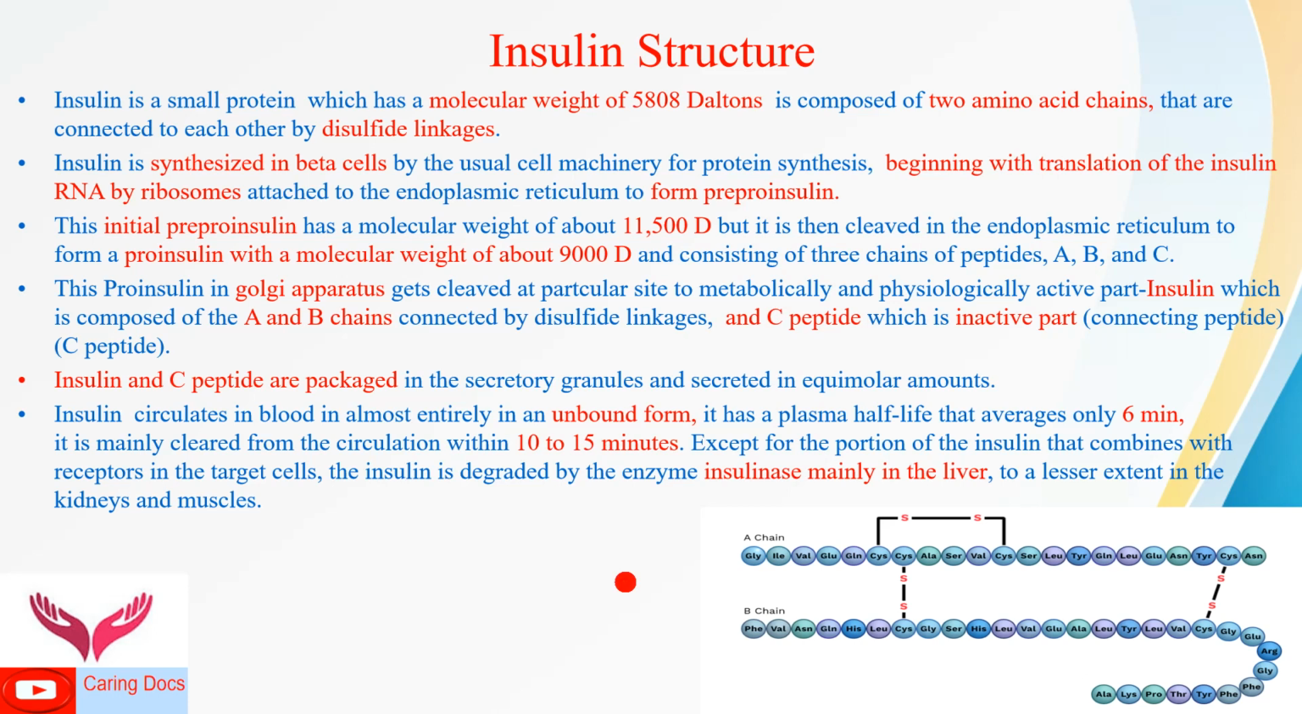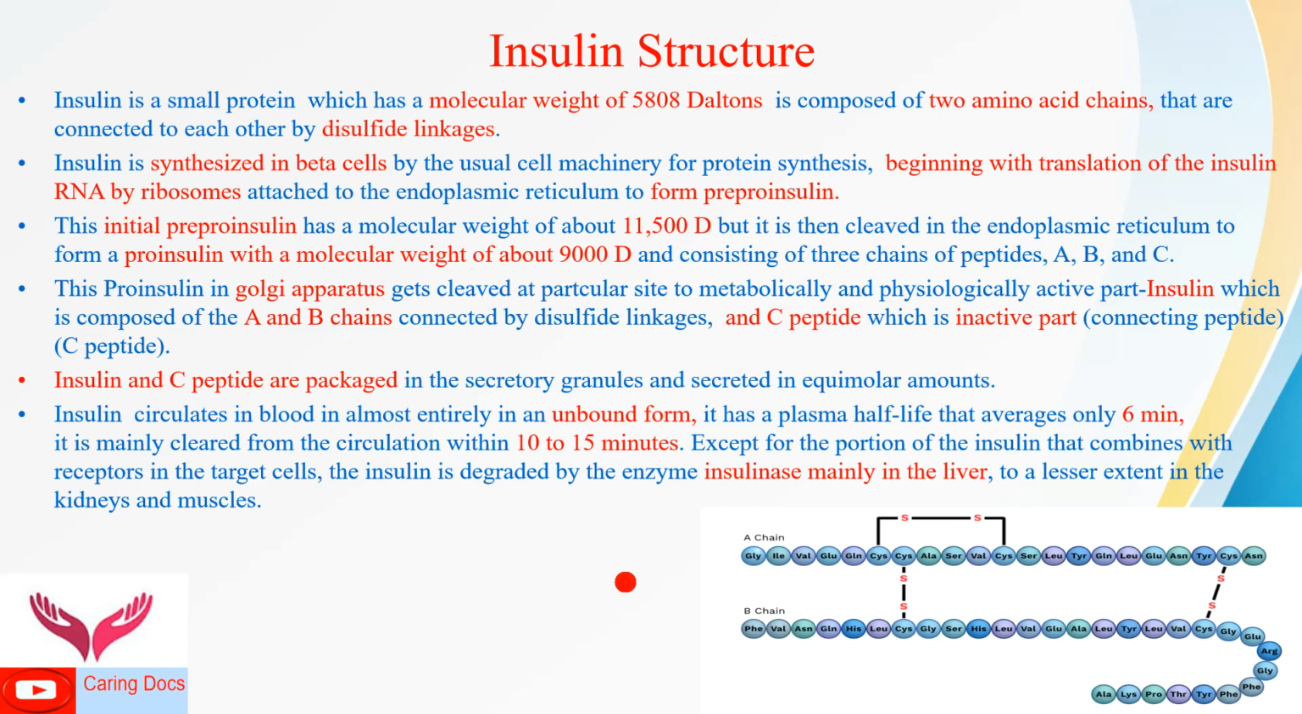To begin with, there is a translation of the insulin RNA by the ribosomes attached to the endoplasmic reticulum to form pre-proinsulin. This initial pre-proinsulin has a molecular weight of 11,500 daltons, but it is then cleaved in the endoplasmic reticulum to form proinsulin with a molecular weight of about 9,000 daltons, and it consists of three peptide chains A, B and C.